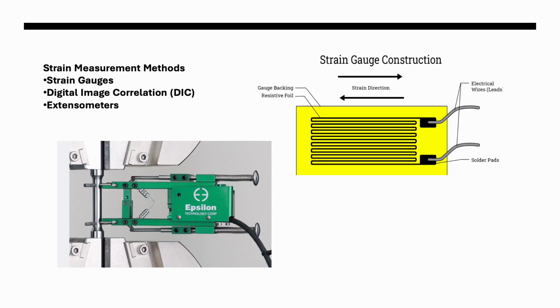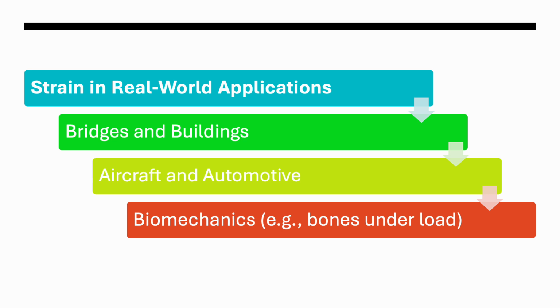So there are different ways to measure strains. One is strain gauges, then we have digital image correlation, extensometers, etc. Strain gauges can't measure the strains directly. We are using an indirect method, and again I will explain that in some future videos. So we have strain in real world applications. Usually we are using strain gauges on bridges and buildings, aircraft and automotive, biomechanics, etc.